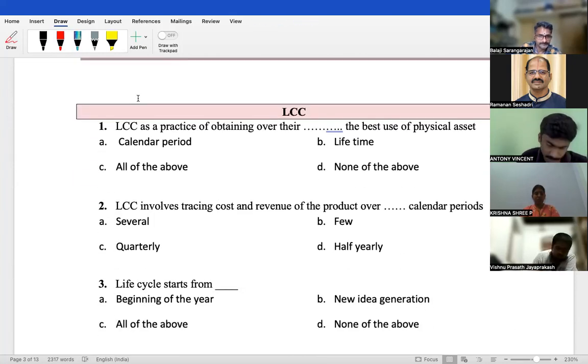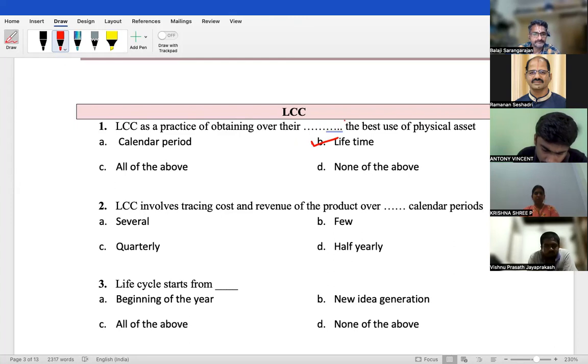Next. Second segment, life cycle costing based questions. Okay. Life cycle costing is a practice of obtaining the best use of physical assets over the dash. Is life cycle for the calendar period or lifetime? Lifetime of the assets. Okay, lifetime of the product itself.